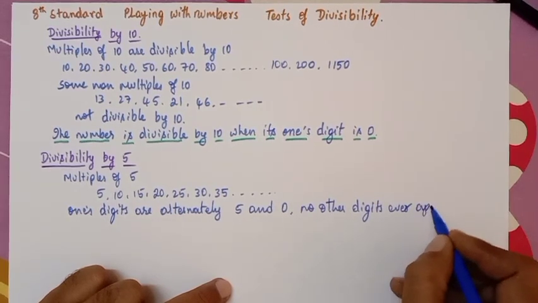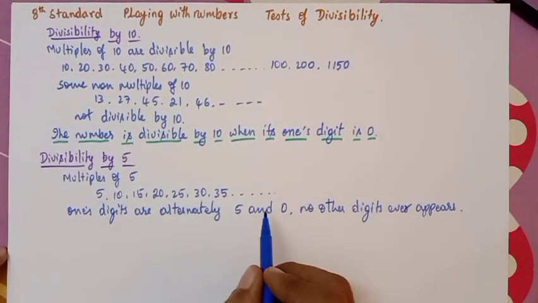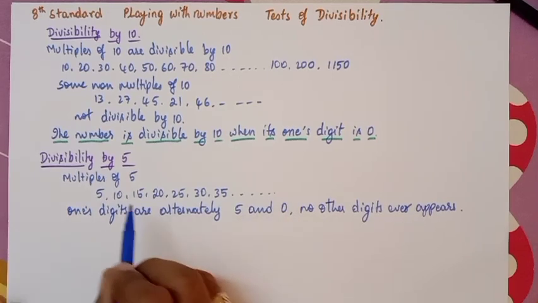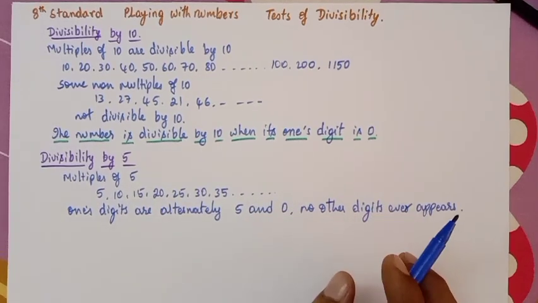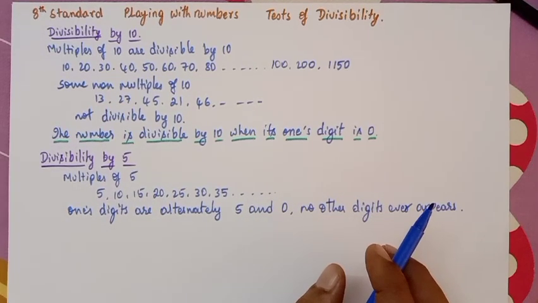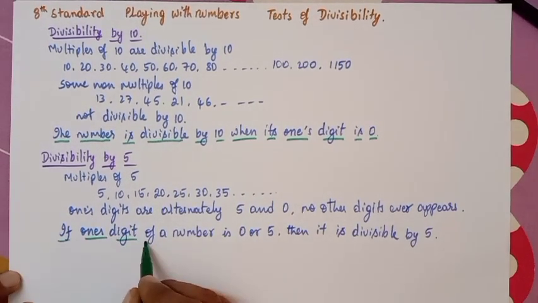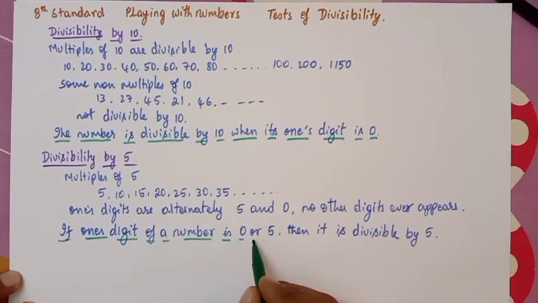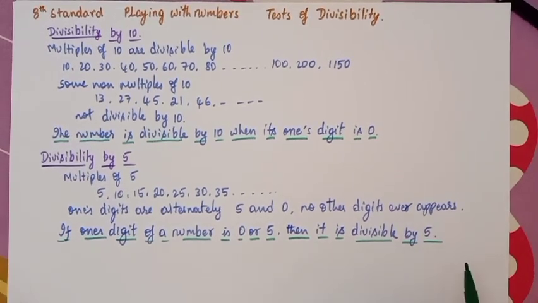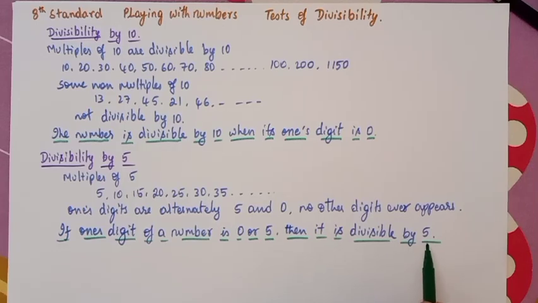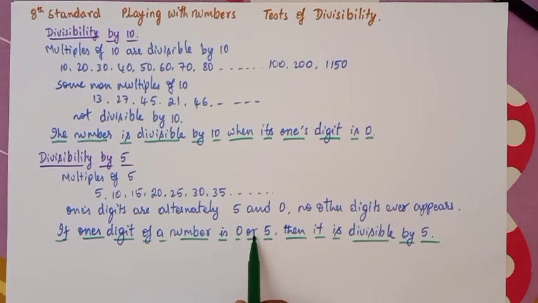There is no chance of you finding a digit other than 5 and 0 in the ones place of this series. This also extends indefinitely. So if the ones digit of a number is 0 or 5, then it is divisible by 5. That is, for a number to be divisible by 5, its ones digit has to be 0, if not 5.